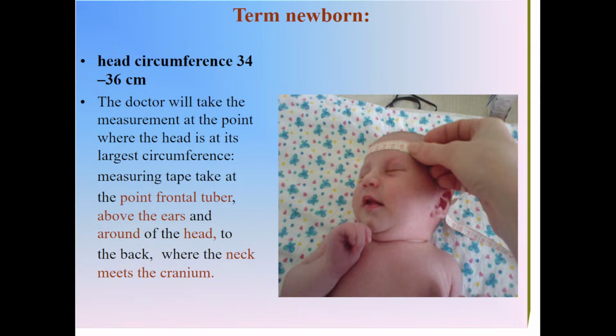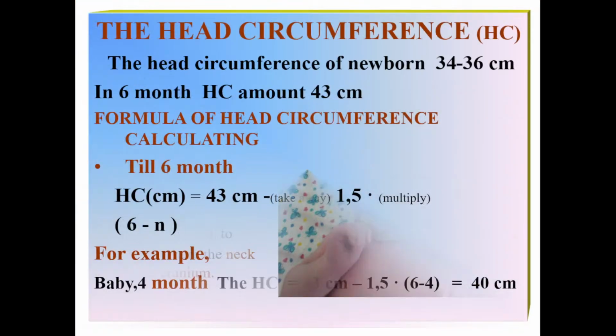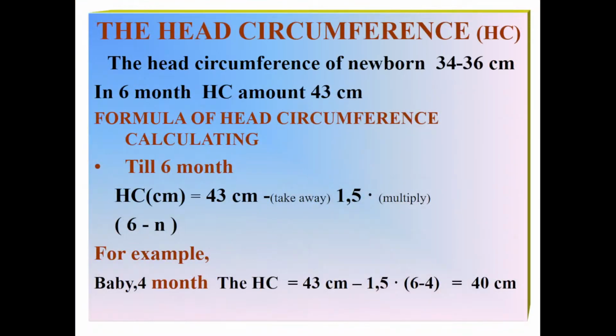34 to 36 centimeters. The doctors take the measurement at the point where the head is largest in circumference, measured with a tape. Take the point on the frontal tuber, above the ears and around the head to the back, where the neck meets the cranium. The head circumference of a newborn, to repeat once more, is 34 to 36 centimeters.